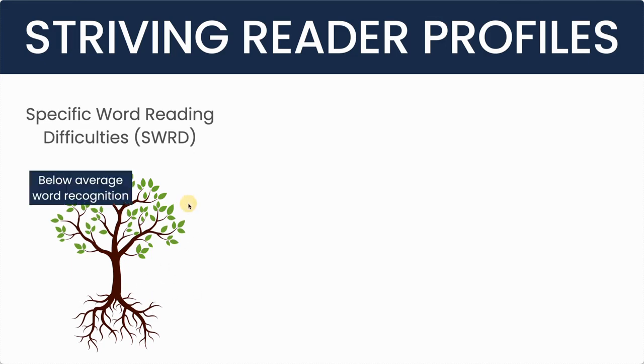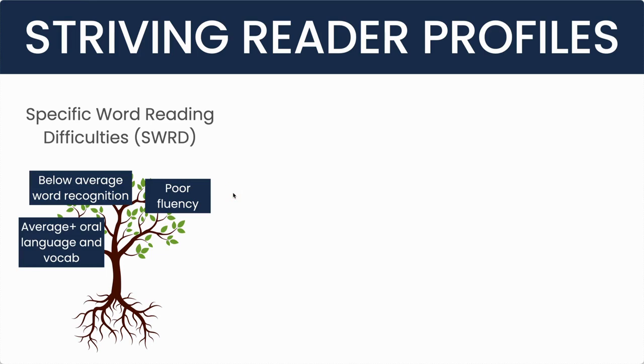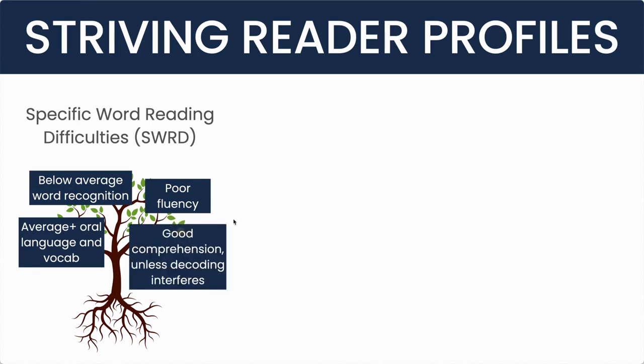And so what we see externally, because we can't see the roots of a tree, but what we see externally are from our investigations, we're going to see that they have below average word recognition. They have poor fluency. They have average or better oral language and vocabulary skill, and they have good comprehension, unless they're reading something that they can't decode very well, and then it could interfere. So that's what we see with this profile. Word reading is difficult, but comprehension and language skills are fine. This is often what we see with kids with dyslexia.